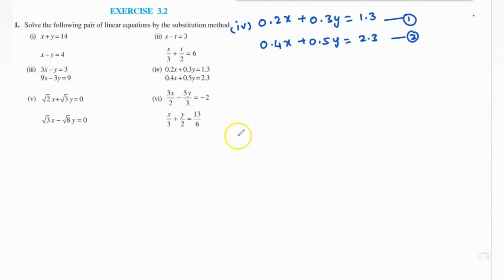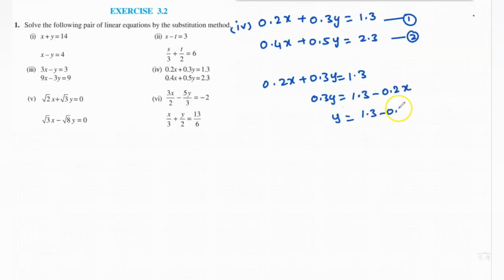Now coming to this first equation, let us take out the y value. So 0.2x plus 0.3y, once again I am writing the first equation to bring out the y value. So 0.3y is equal to, I'll send 0.2x to the other side, so 1.3 minus 0.2x, and y is equal to 1.3 minus 0.2x by 0.3. Bring this 0.3 to the right side. So this is your equation number 3. Substitute this equation number 3 in equation number 2 to get the whole equation in variable x.